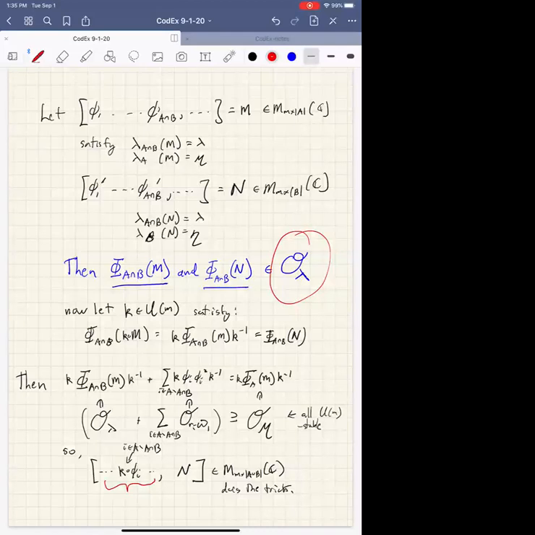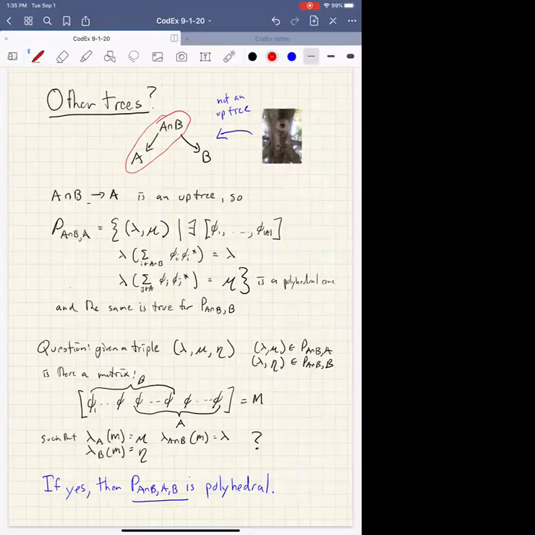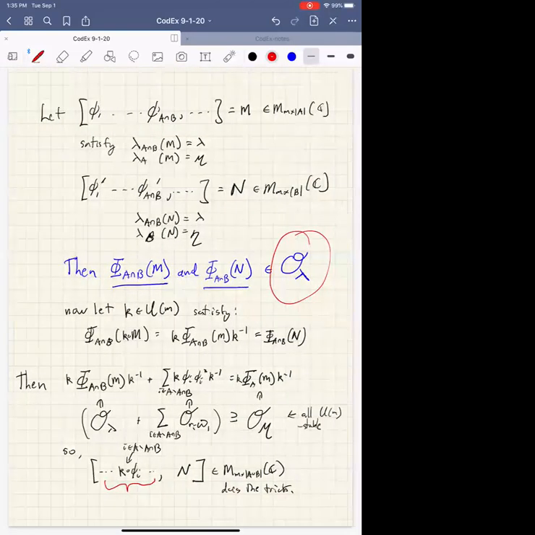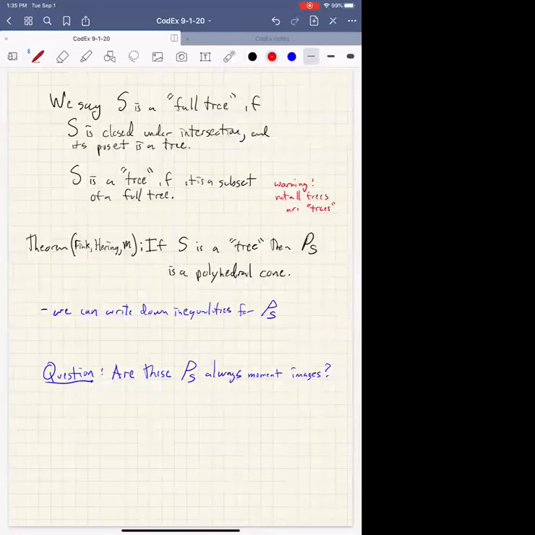And so the conclusion is that this diagram, P_{A intersect B, A, B}, is also a cone. It also gives you a polyhedral cone. And moreover, it is a fiber product of two cones which are easily computed as projections of the Gelfand-Cetlin patterns. And so with that in mind, we make the following definition. We say S is a full tree if it's closed under intersection and its poset is a tree, and we say that S is a tree in quotation marks if it's a subset of a full tree. And the reason I say tree in quotation marks is that not all trees are trees.